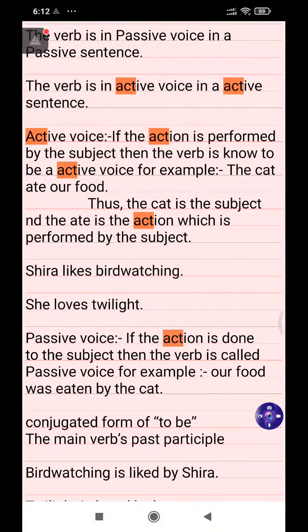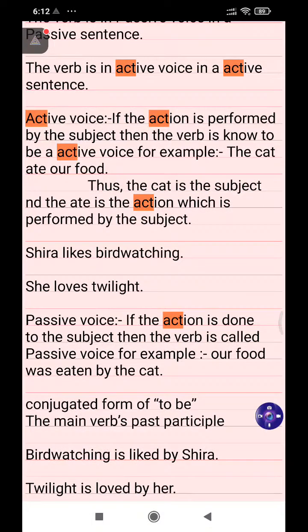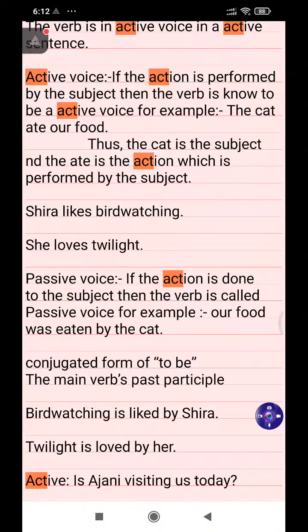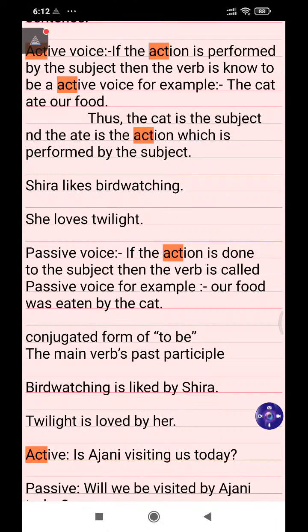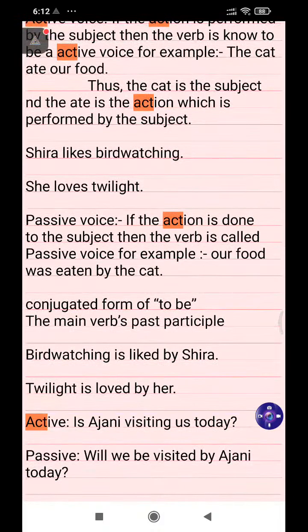The active voice. If the action is performed by the subject, then the verb is known to be in active voice. For example, the cat ate our food. So the cat is the main subject and it performs the action. So we call it active voice. Thus, the cat is the subject, ate is the action, and it is performed by the subject. In the second example, Sheila liked bird watching. She loved twittering. So these are examples of active voice.